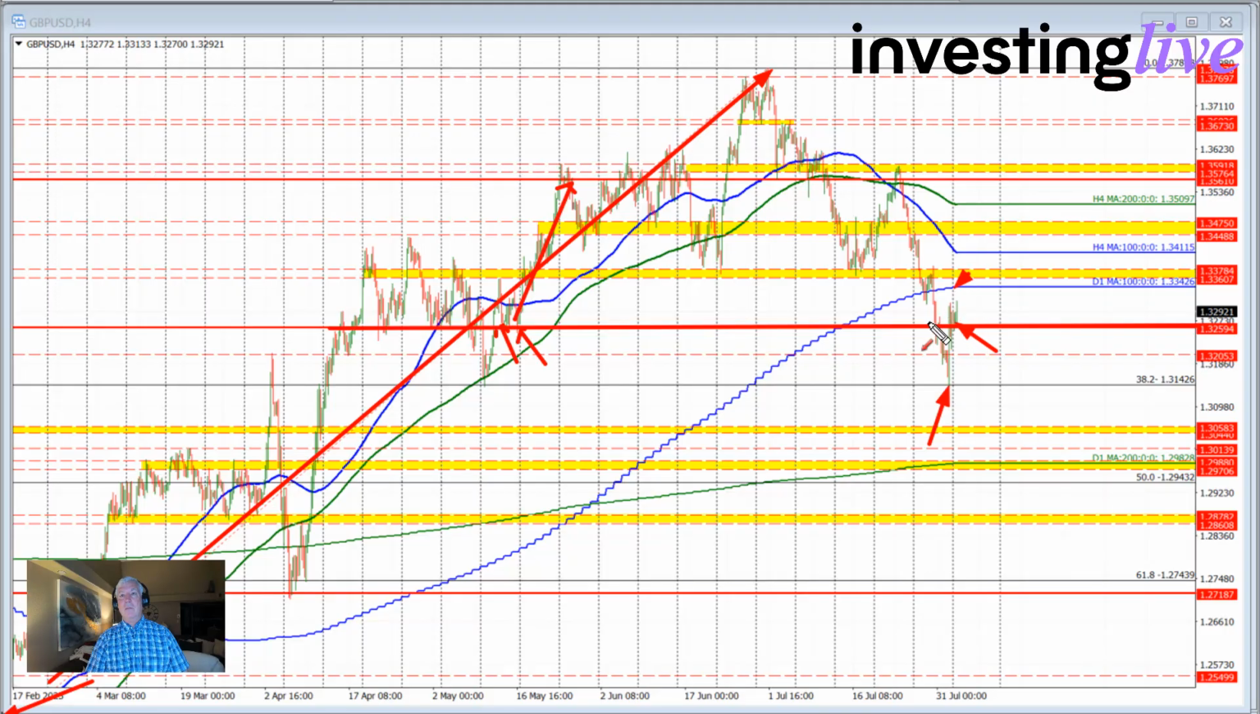On the top side, we have the 100-day moving average at 1.3342. Buyers, we want to stay above the 59 level. If we're able to do that, then we look toward that 100-day moving average at 1.33426 as the next key target.